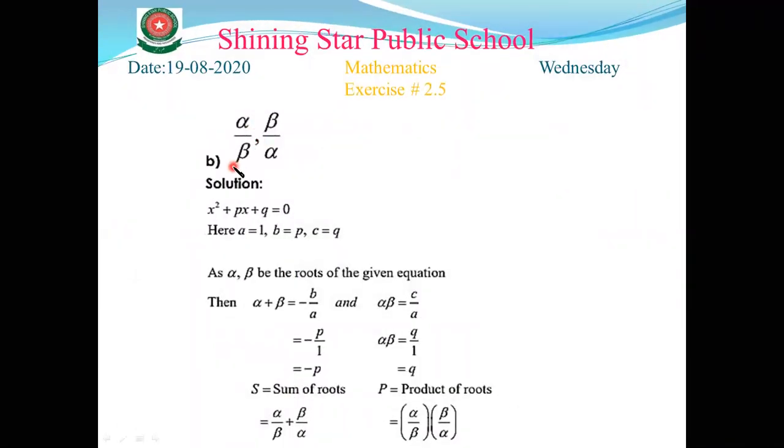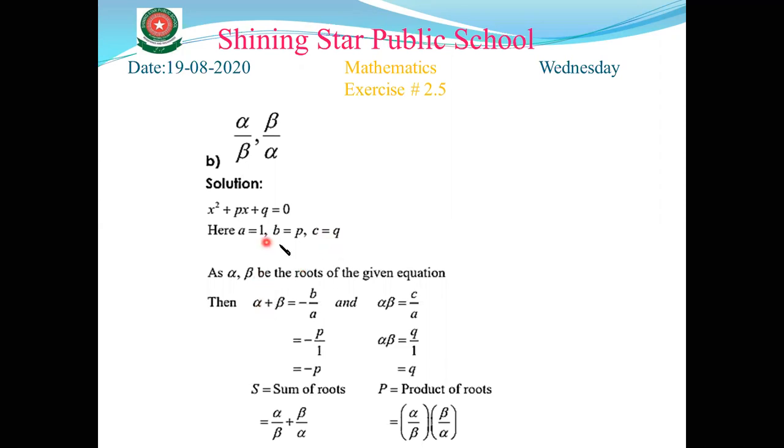Part number B. Alpha over beta, beta over alpha. Now we have to find the sum of the roots. The sum of the roots and product of the roots of the original equation are the same as we found in our previous question, because the equation is the same for all the parts. So a is equal to 1, b is p and c is q. These still remain the same for all the parts.